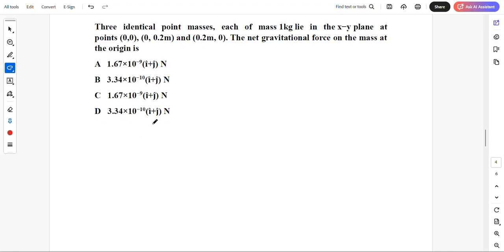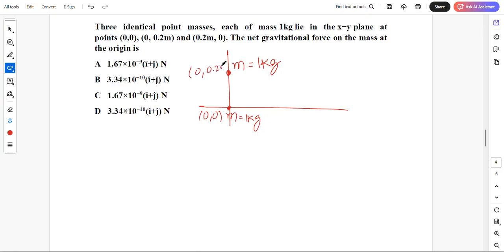It is saying 3 identical point masses, each of mass 1 kg, lie in the xy plane at points 0, 0. This is M, lying at the origin 0, 0. How much? 1 kg. And the second, x is 0 and y is how much? 0.2. One more mass here.